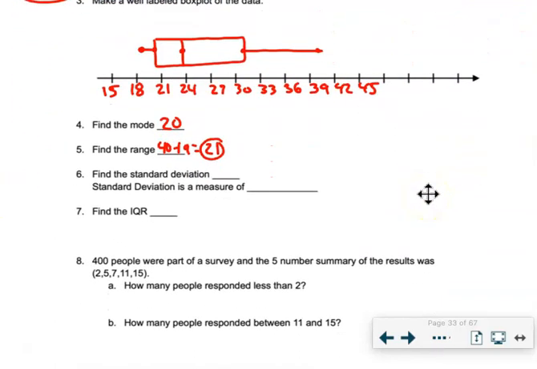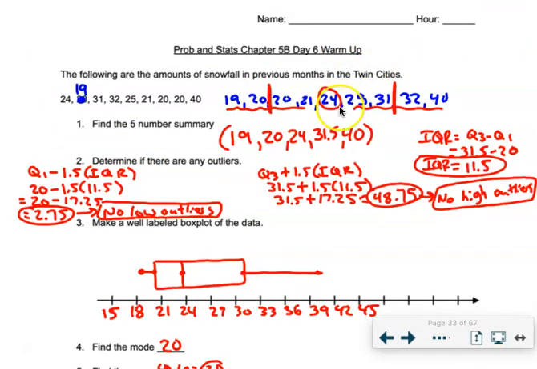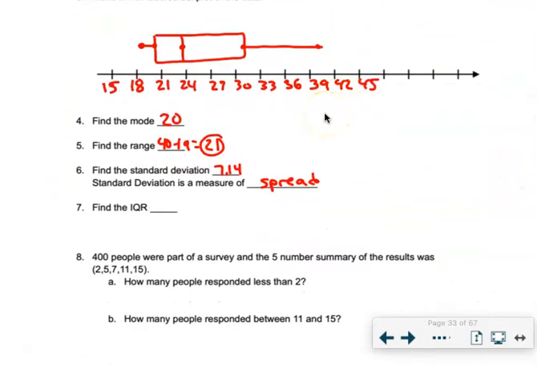Okay, and then we know that's a measure of spread. That's how far apart the data is on average from the mean. Okay, IQR we already found. Let me scroll up just to remind myself what it was. That was 31.5 minus 20, so that was 11.5. Okay, Q3 minus Q1. Okay, then moving on.